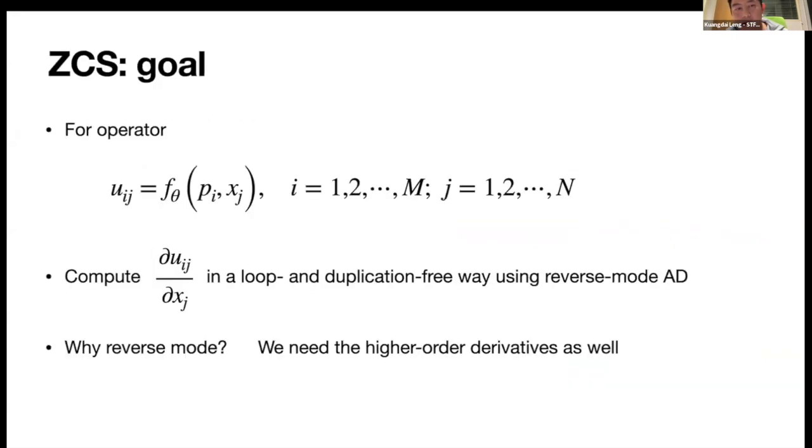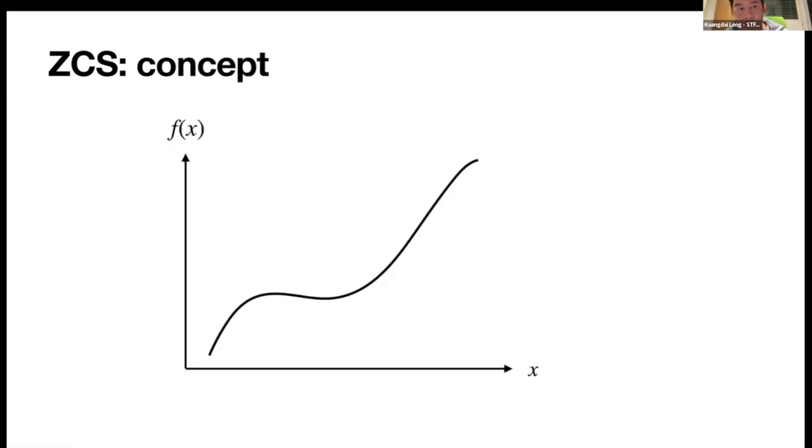So zero coordinate shift. We want to compute the derivative of uij with respect to xj without a loop and duplication-free, using reverse mode AD. Here I emphasize reverse mode because we need the higher order derivatives. The concept here is actually very, very simple. As I mentioned, it's high school math.